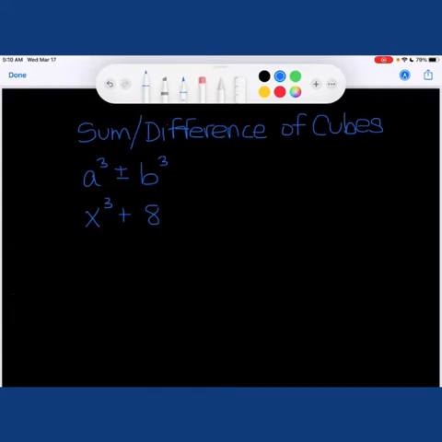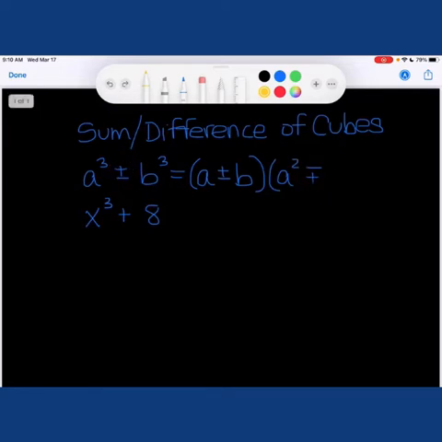But the formula that it factors into is a plus or minus b, so the sign in the original stays the same for that first part, times a squared minus plus. That means that the sign switches. So if it was addition here, it's going to be subtraction here. That's what that symbol means.